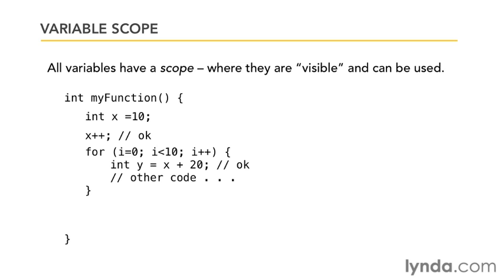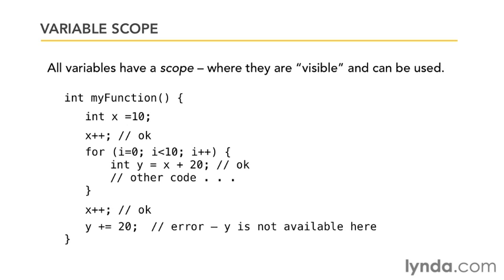Now I can also refer to the x variable here. If I wanted to use the increment operator on x outside the for loop, that's fine. And I can also increment x outside the for loop after the for loop. That's fine too. What I can't do, however, is refer to the y variable outside of the for loop. Why? Because it's not a variable there. I've declared it inside the for loop.